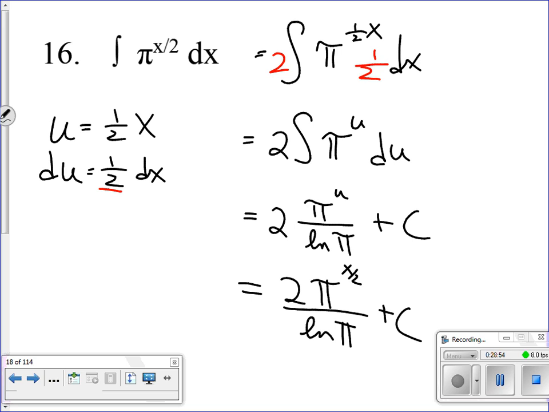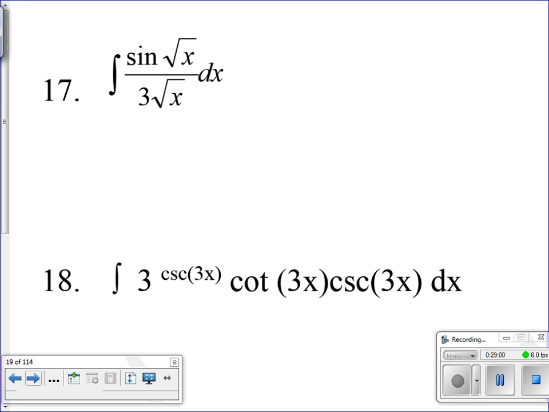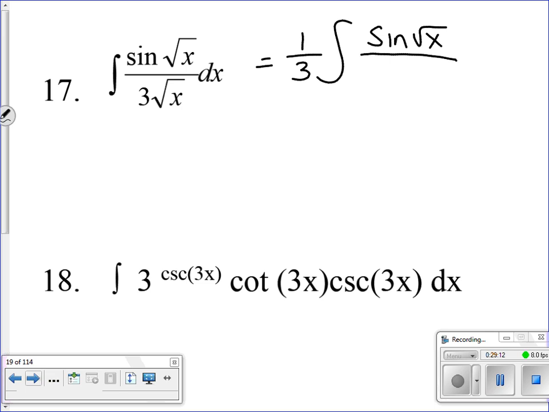Okay. Number 17. 17, I see I have a constant multiplier of 3 down in the denominator, so when I pull it out front, I have a 1/3. So I have a sine rad x over rad x. When you suspect that u is either rad x, ln of x, or 1 over x, it's a good idea to write it as a product.